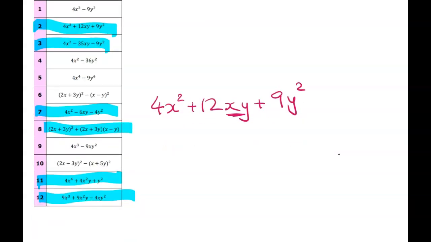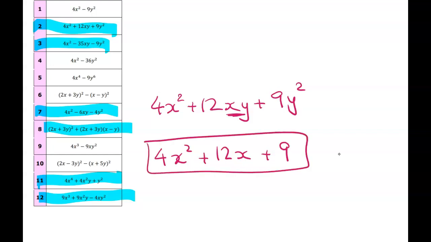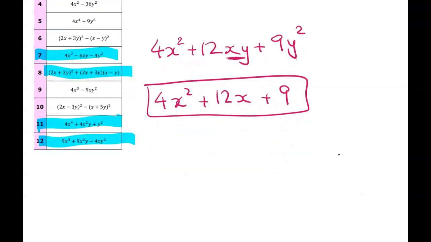So if we just think about for a moment, if we had 4x squared plus 12x plus 9, hopefully by now that wouldn't look so bad, right? Because we could use the grouping method to factorize that one. So I'm going to start by showing you what we would do with one that didn't have the y in there, and then show you that it's actually not that much harder when we've got the weird y here and the y squared here.